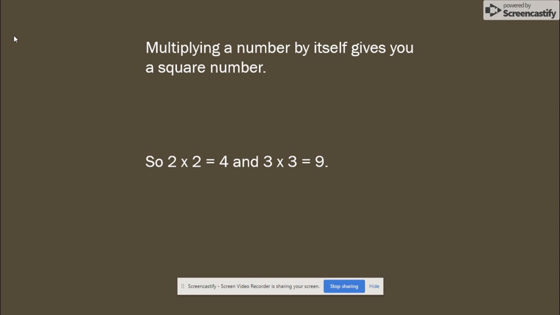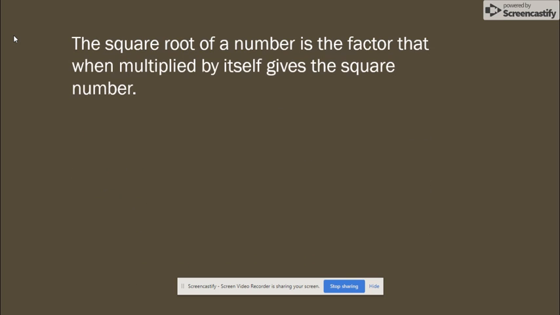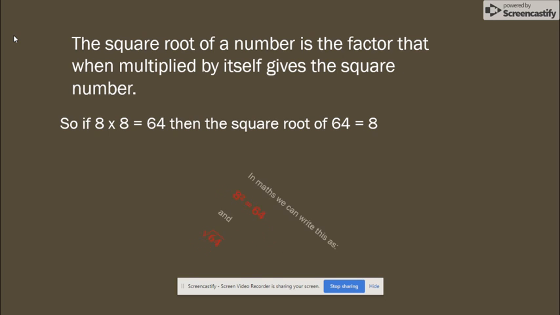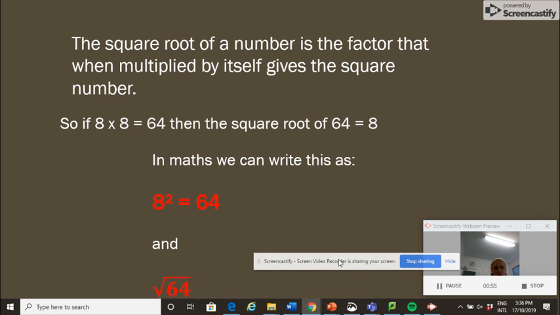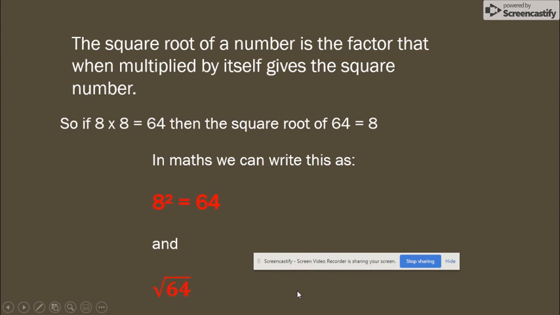Multiplying a number by itself gives you a square number. So 2 times 2 is 4, 3 times 3 is 9. 4 and 9 will therefore be square numbers. The square root of a number is the opposite. It's the factor that when multiplied by itself gives you the square number. So if 8 times 8 is 64, the square root of 64 is 8. So it's the other way around. In maths, we can write this as 8 squared is 64, and the square root of 64 is 8.